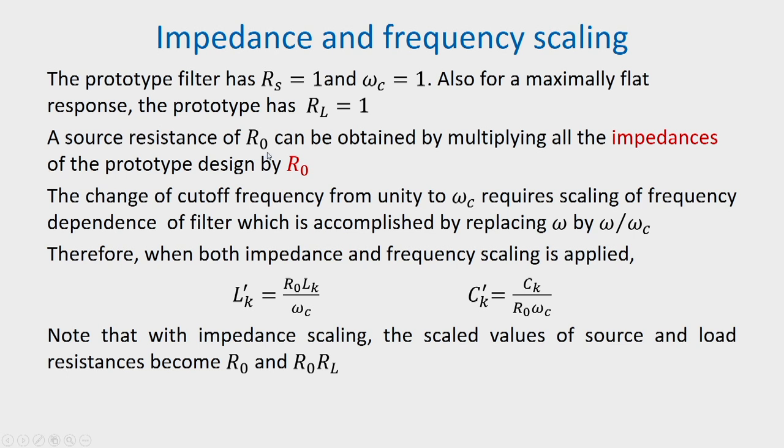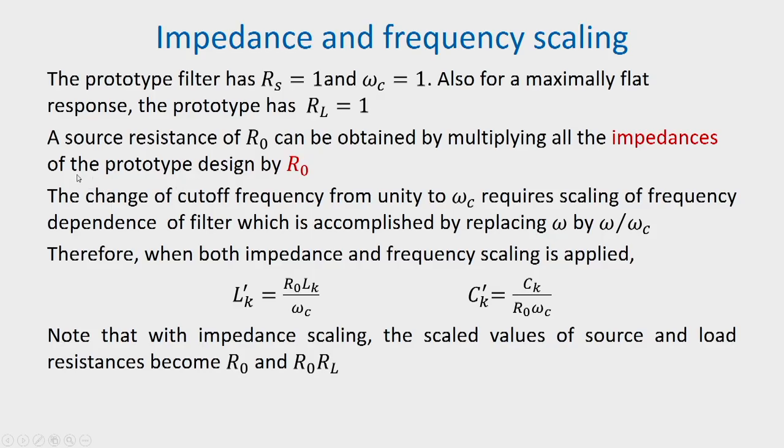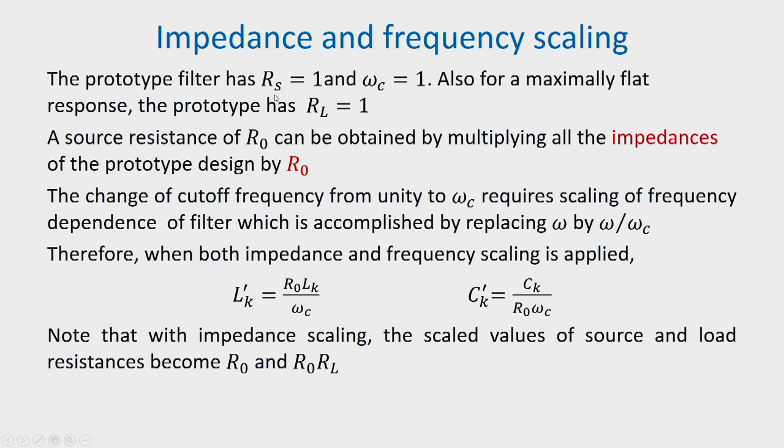A source resistance of R naught can be obtained by multiplying all the impedances. Please note that this L and C will provide impedance values omega L and 1 by omega C, and if we multiply the impedance values provided by the elements in the prototype design by R naught, then essentially we get the solution for those inductors and capacitors when the source resistance is R naught instead of 1. But still our cutoff frequency is 1.